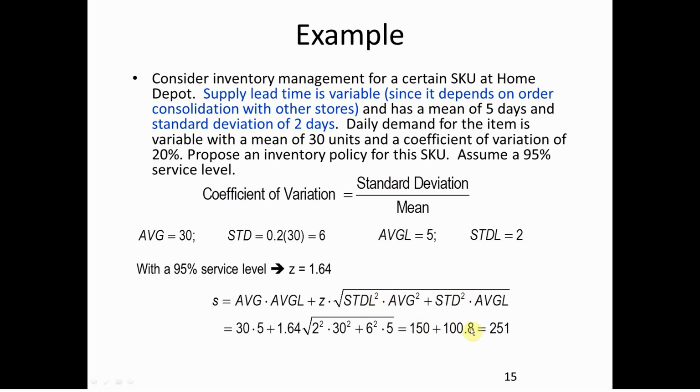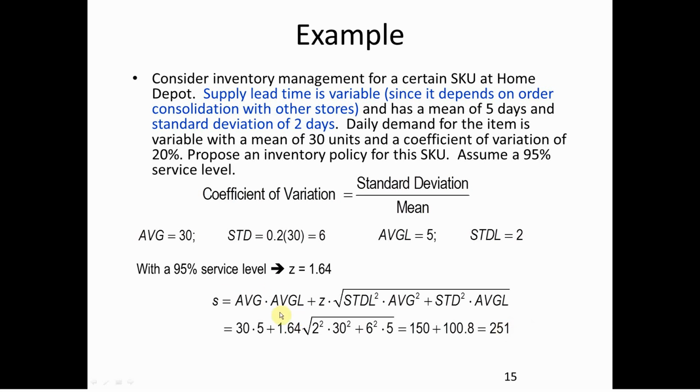You work it out, and you'll see: average demand 30 per day, lead time of 5 days, the safety factor here. The standard deviation of the lead time is 2; we have to square it to get the variance. 30 is the average demand, plus 6 squared, which is the standard deviation of the demand, times 5, which is the average lead time. Calculate that all out, we get 251.